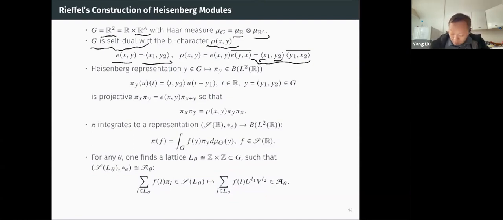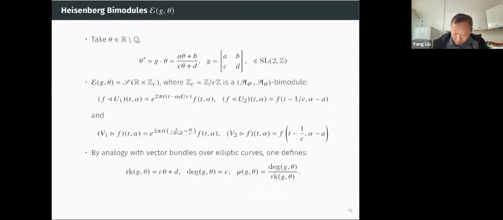And then to get a Morita equivalence, now we have A theta and A theta prime. A theta prime is given by a linear fractional transformation from theta. The transformation is implemented by elements in SL2(Z). In general we can construct Heisenberg bimodules like this.